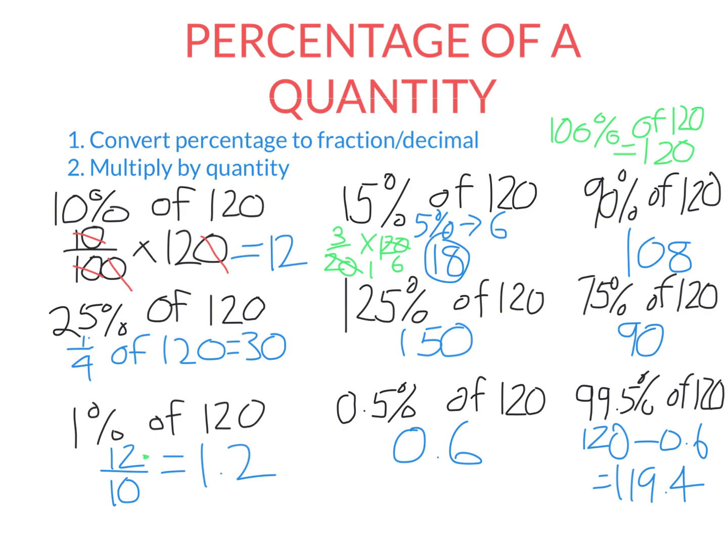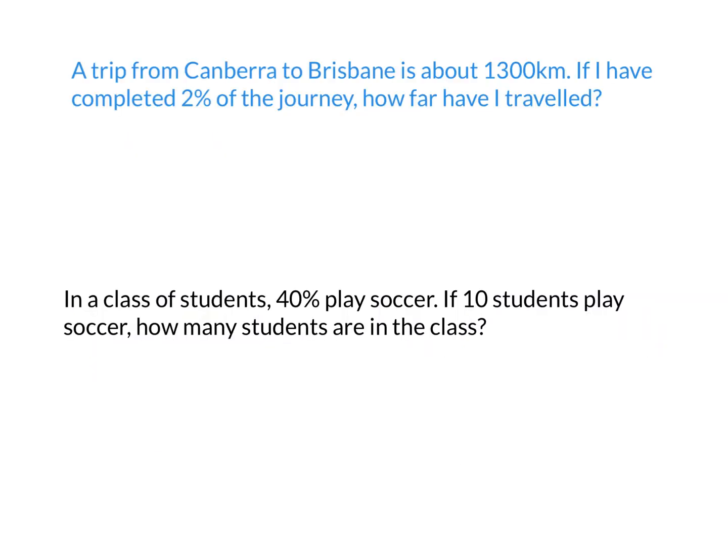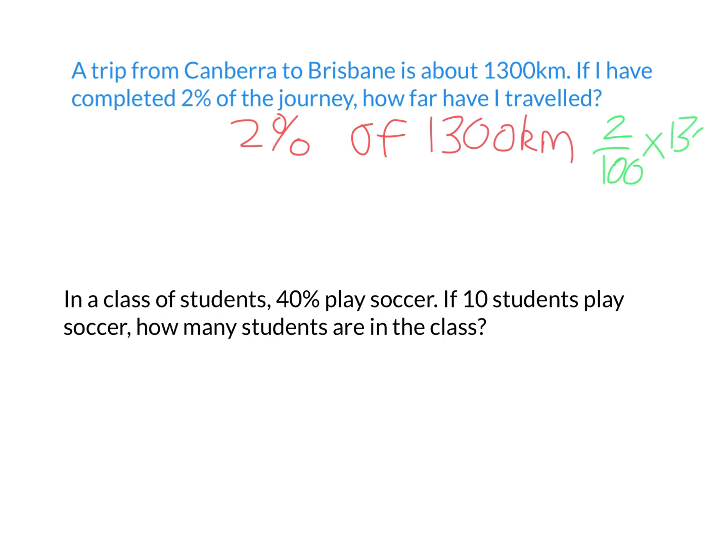All right, let's now look at a worded problem. So a trip from Canberra to Brisbane is about 1,300 kilometres. If I've completed 2% of the journey, how far have I travelled? This is asking us to find 2% of 1,300 kilometres. So what we could do, we could just convert this to a fraction, 2 over 100, and then times by 1,300. There's nothing wrong with doing it that way.